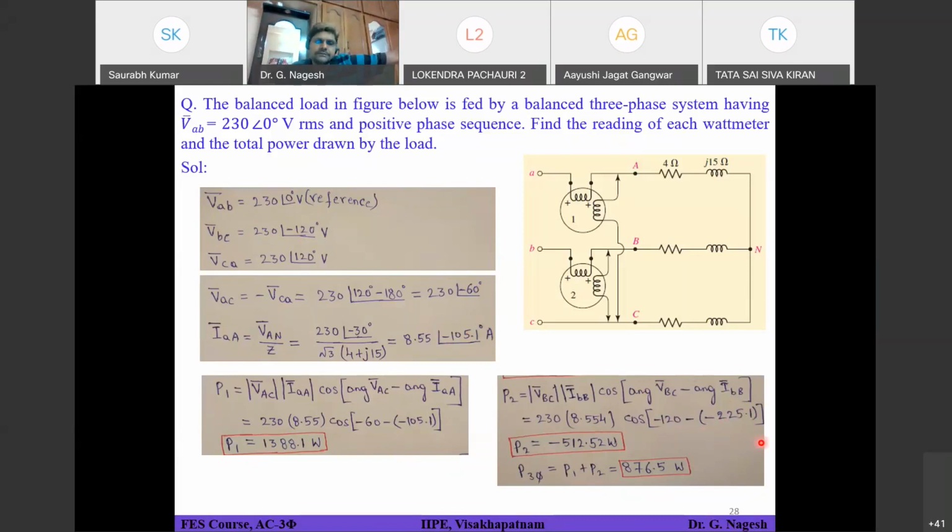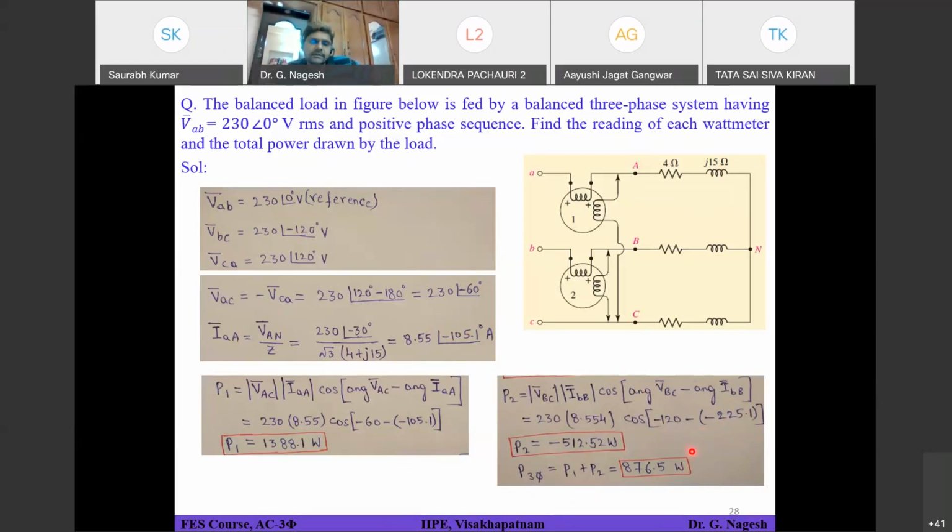112.5 watts. So now you know P1 and P2, right? So what will be the total three-phase power? It is P1 plus P2. So you have to add algebraically, taking the minus sign into consideration. So you will get 876.5 watts. Okay, so that means the three-phase balanced load, which is 4 plus J15, is consuming this much amount of total power. Okay.